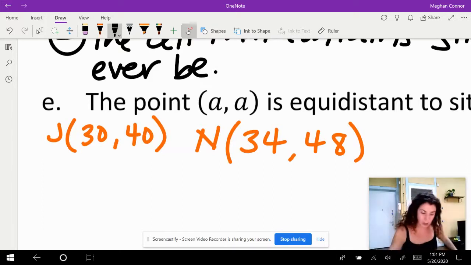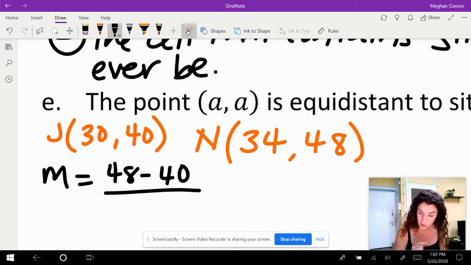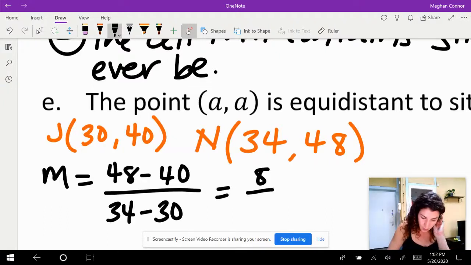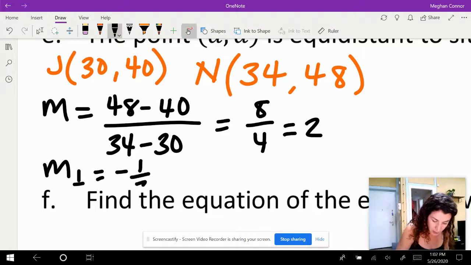So the slope between those 2 points is 48 minus 40. Remember, rise, so your y value, divided by 34 minus 30. So that's 8 over 4. So that's 2. Which means that our perpendicular slope will be the negative reciprocal, so negative 1/2.